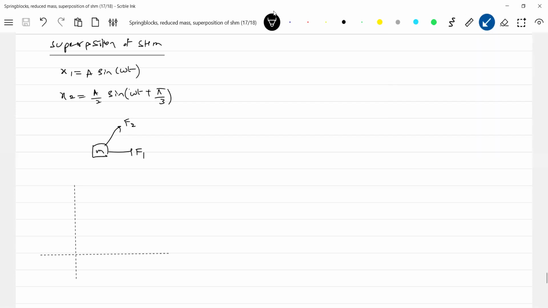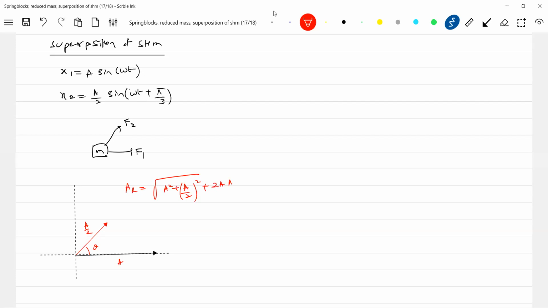so we have a force of amplitude A. Next, another force of amplitude A by 2. This is angle theta. Then how to calculate the resultant amplitude? I think you know vector addition. A square plus A by 2 whole square plus 2 into A into A by 2 cos theta. Theta is pi by 3, cos 60 degrees. So this will be 1 by 2.